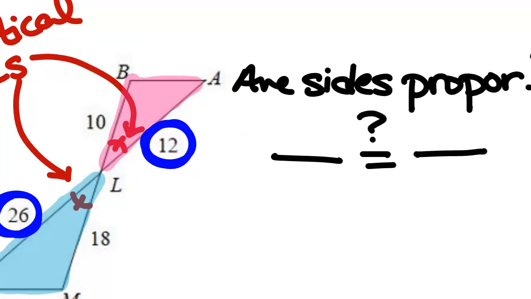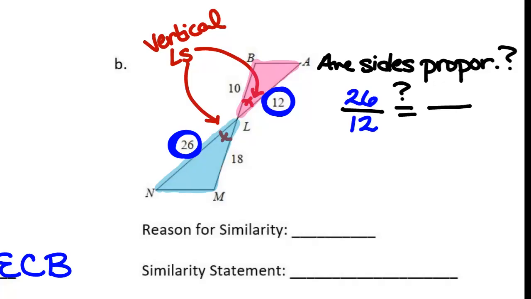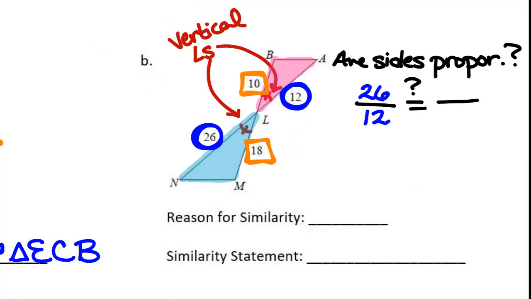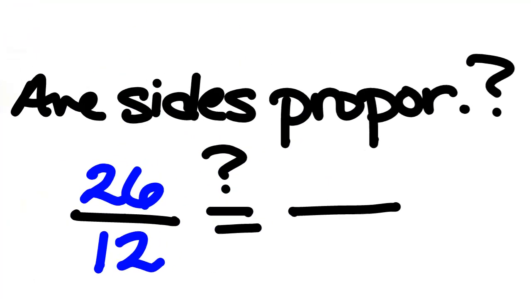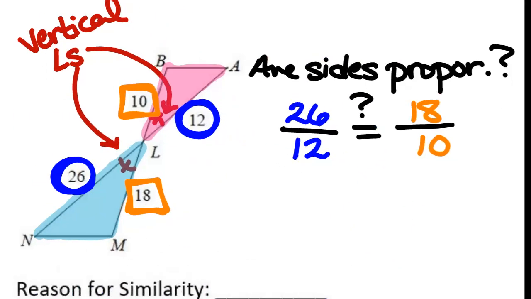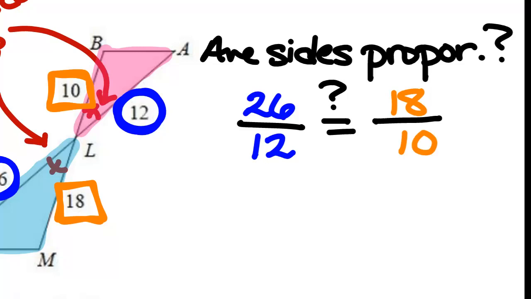Does it matter which one I put on top? Nope. Let's put 26 on top. 26 over 12. You could do it the other way around. That's perfectly fine. And then we need to match up the other two sides, 10 and 18. I have to set up my fraction the same way I set up the previous fraction. So which one should go on top, the 10 or the 18? 18 goes on top. So 18 over 10. And then I grab a calculator. If you need to borrow one from me, please feel free. We're going to divide these.